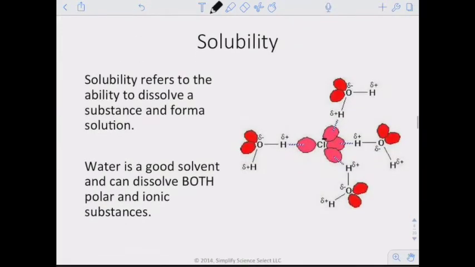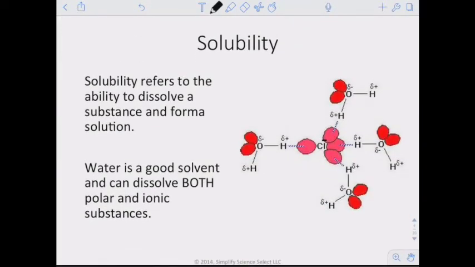So, solubility. Solubility refers to the ability of a substance to be dissolved and form a solution. Water is a good solvent and can dissolve both polar and ionic substances. So it can dissolve some sugars that are covalent, and specifically ionic substances. The positives and the negatives come around what it's dissolving, and it separates it in what we call dissociation. It's a big word for just saying dissolving.